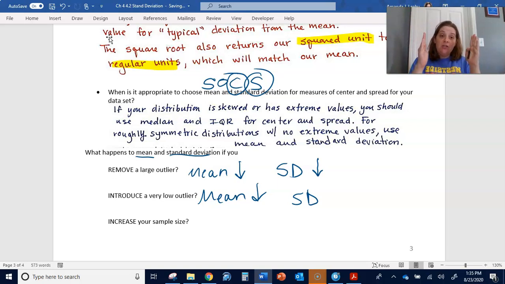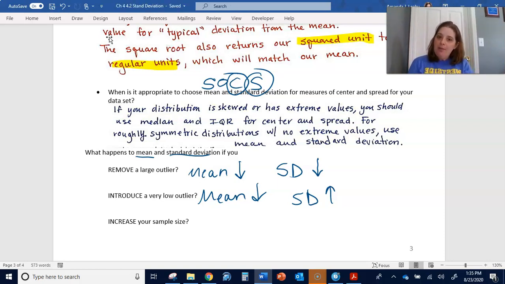What about standard deviation? So I have my data set here, and then all of a sudden I introduce a really low value over here. That's going to increase that spread, and that's going to increase the average distance from the mean. That's going to cause our standard deviation to go up. So introducing a low outlier, even though it's a low value, the difference is what matters. The distance away from the average is what makes a difference there.